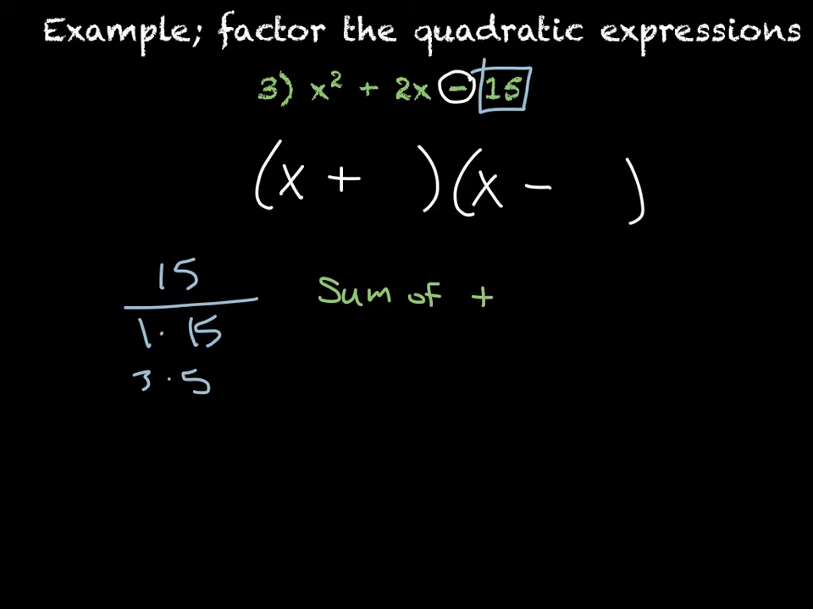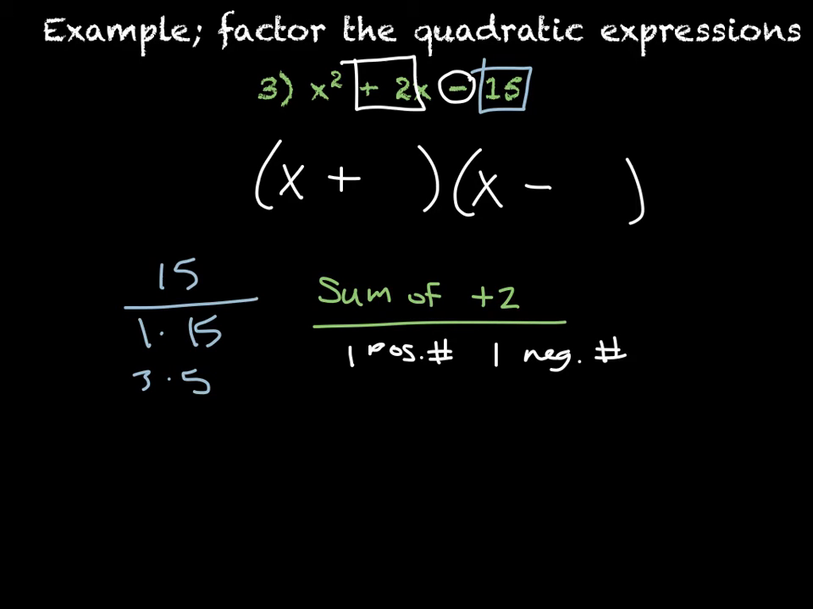of positive 2. Okay, so when we're doing that, we're going to add, one has to be positive and one negative. So we have to be careful about which one is which. Use trial and error to find which is which, to find which one you need.